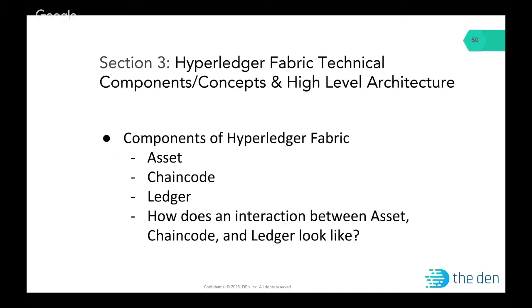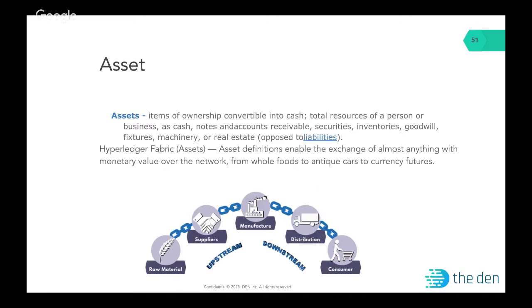And this is one of our last sections. The components of Hyperledger Fabric, right? What is an asset? What is a chaincode? What is a ledger? Everybody knows what a ledger is, but how does Hyperledger Fabric define a ledger? That's very important. You've got to know what the definitions are from each side. What does the interaction between an asset, chaincode, and a ledger look like from a very high level point of view? And if you know any open blockchains, you can compare and tell me how this interaction differs from the open blockchain. I think it's going to be a very good topic for people.